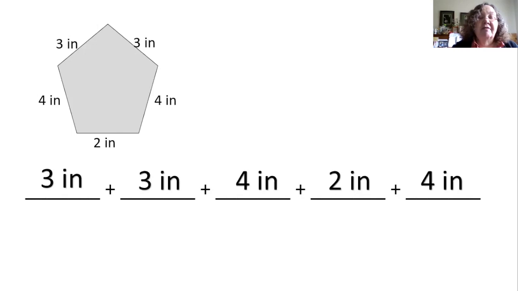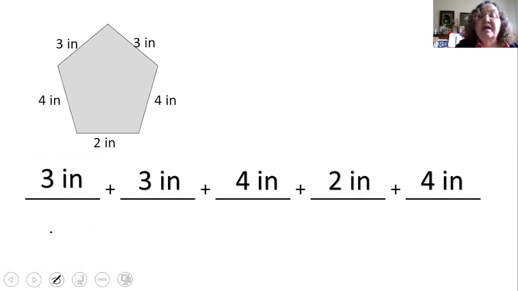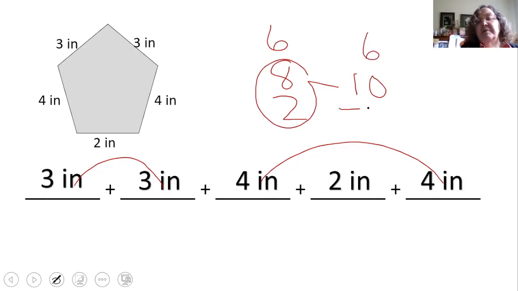If I add them, I always love to use the doubles. So here I have 3 plus 3 is 6. And 4 plus 4 is 8. And then I have this 2. And oh, look here, I have a 10. And that makes it so much easier. 10 plus 6 is 16.